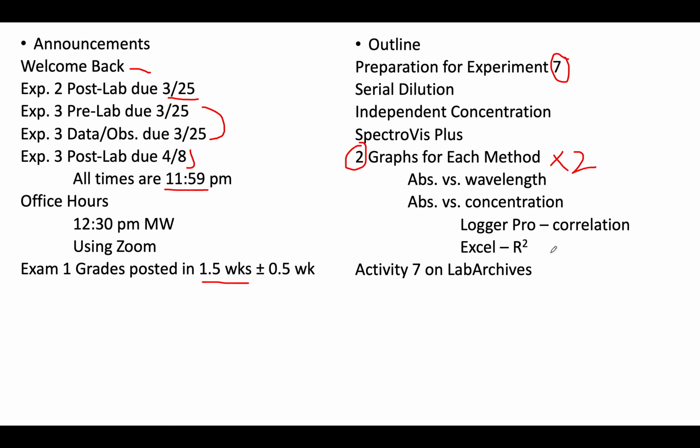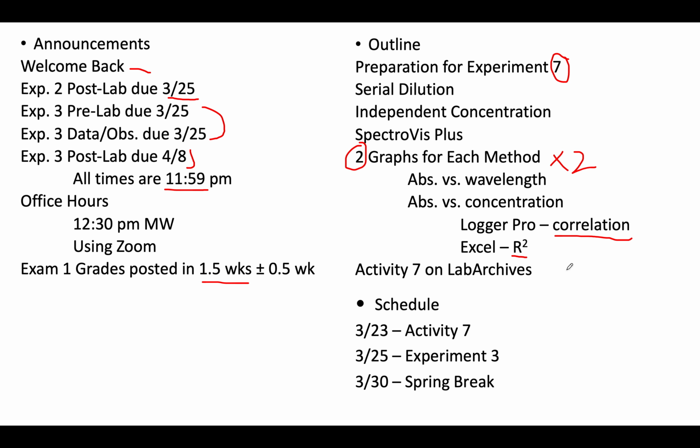Remember, we're going to be doing a best fit line, and you've seen this before. In Logger Pro, the best fit uses the terminology correlation. Excel uses the term R squared. Those are close to 1. That shows you have a good linear fit. And then the rest of this time will be activity 7, and that will be on LabArchives. I'll show you where that's at. So the schedule: Monday, activity 7, Wednesday, experiment 3, and then spring break as scheduled.